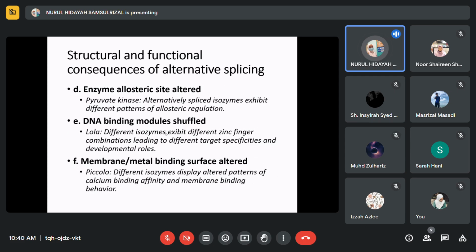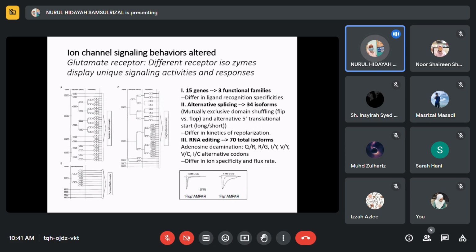So if you have the changes in terms of the functional or structural aspects of this site, you can see they have a difference in terms of the DNA binding module, the metal binding surface or the membrane surface, and then also it will be different. So this one, as I mentioned below, they have already explained in terms of how the ion channel signal behavior is altered. This has been described in this paper, which you can go and see.